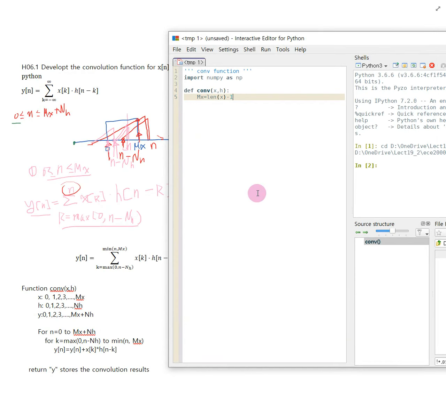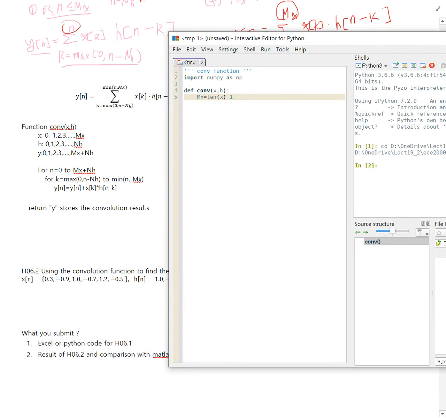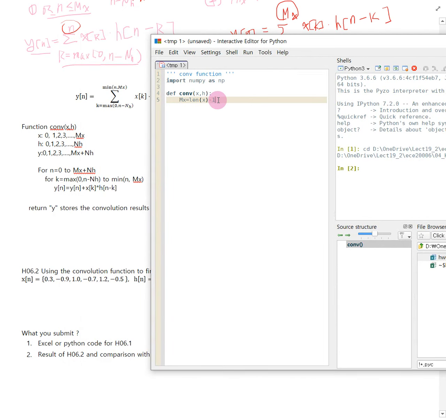So similarly, count of x minus 1. X will provide a variable like this. So we have to count this one: 1, 2, 3, 4, 5, 6. 6 counts, but the index goes 0 to 5. So we would like to find out the number 5. It has 6 counts, but the indexing ranges from 0 to 5. So minus 1 is added like that. And similarly, nh is the impulse response length, h minus 1. So I figure out the x and h counting numbers.